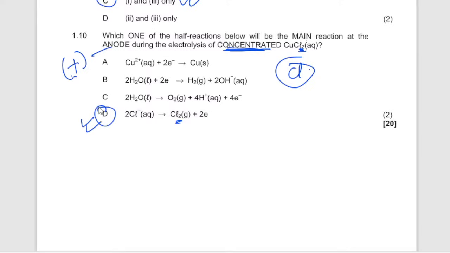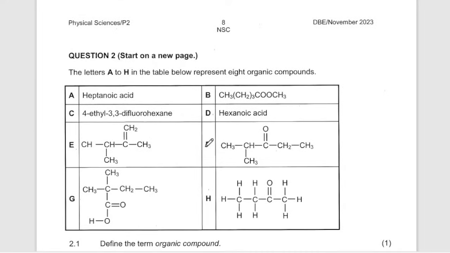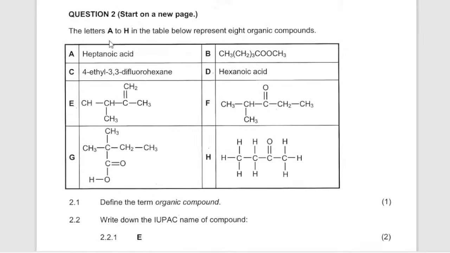Then we go to the next question, the section where we have to talk about naming, the nomenclature. Let's go to the nomenclature and see how this one is going to be. Here we are saying A to H. Below the table, 8 compounds. Let's say A is, B. All right, okay, let's go.